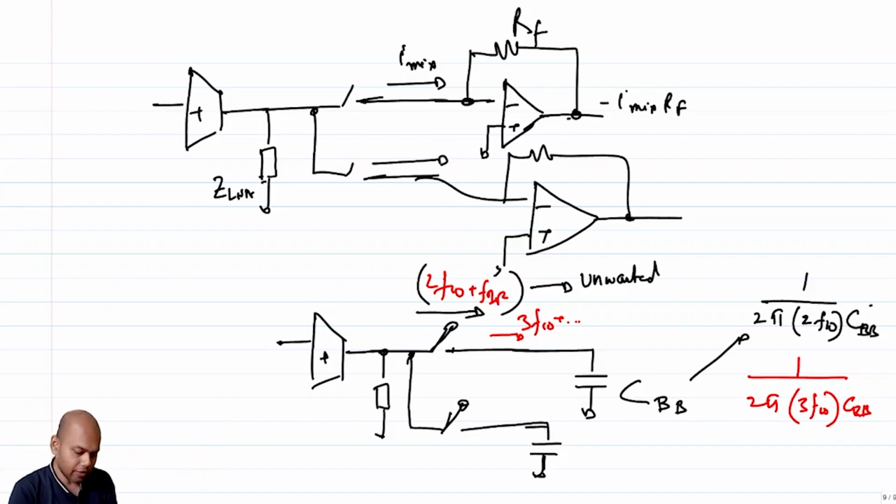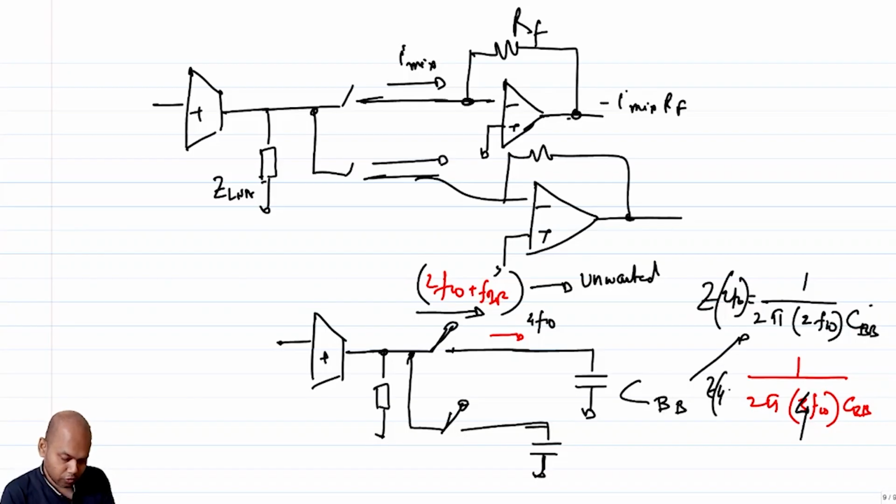Similarly, 4 FLO doesn't exist in S of t, but let's say I have 5 FLO. The 5 FLO component can mix with the FLO component or negative FLO component and create 4 FLO here. So I'm going to have 1 over 2 pi times 4 FLO times CBB as the impedance provided by the capacitor, right? So this is Z at 2 FLO, this is Z at 4 FLO. Correct? So as we go to higher and higher frequencies, this capacitor is effectively shorting out unwanted components, right?